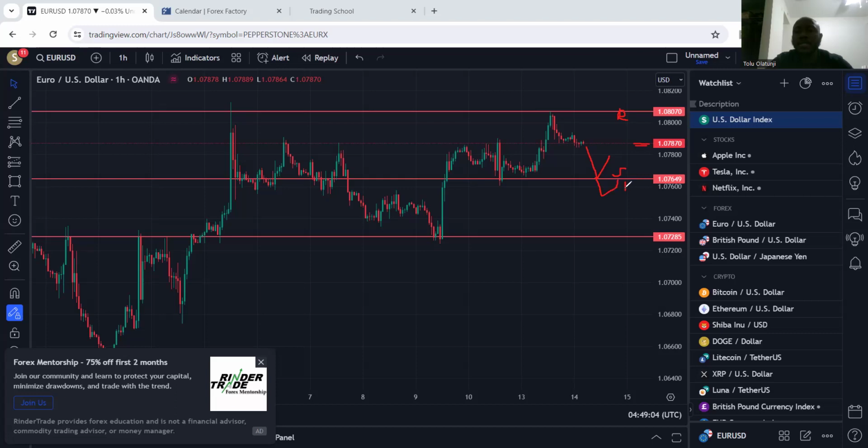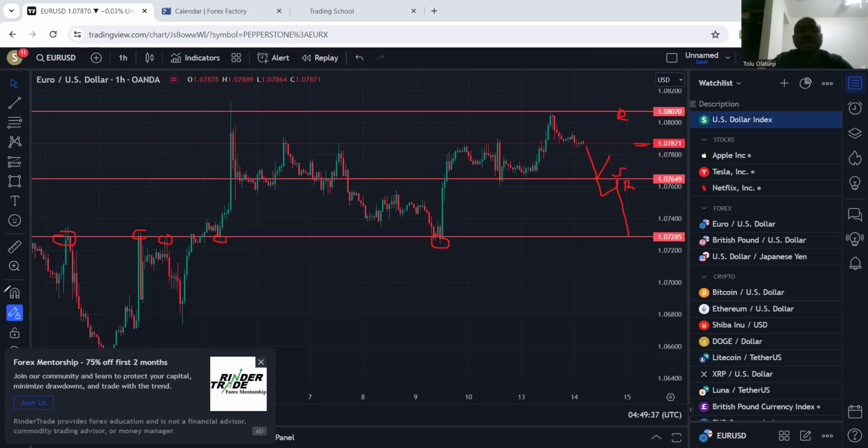pullback, and then this should now act as resistance. This should now become a new area of interest for sellers to jump in. You wait for the reaction here, get your trigger, and then pull the trigger, and then watch it go down to these areas here of former resistance, resistance, resistance, broke out, acted as support, and then acted as support here again. So if you're looking at the market clearly, you should be able to understand these levels that we're picking, which are simply support resistance levels.